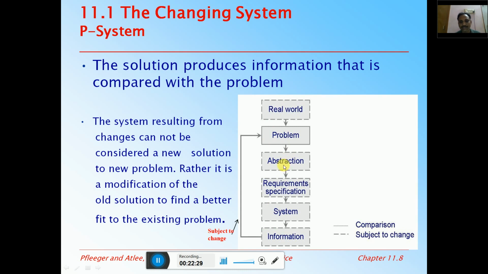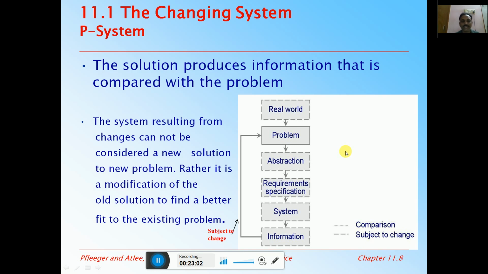Because we gave some abstraction of the problem, we have not completely implemented this problem. We took some abstraction of the problem. Whatever missing things are there, we are going to incorporate those missing things again in the abstraction. According to that, we will change the requirement specifications. So whenever we are doing these iterations, we are not generating a new solution or new problem. We are making some enhancements to the existing problem only.